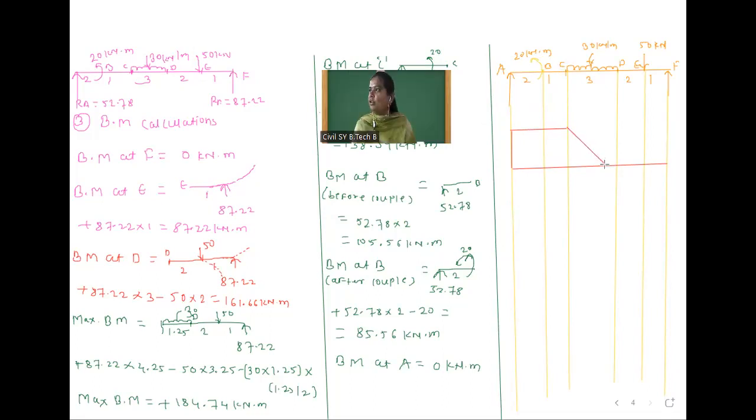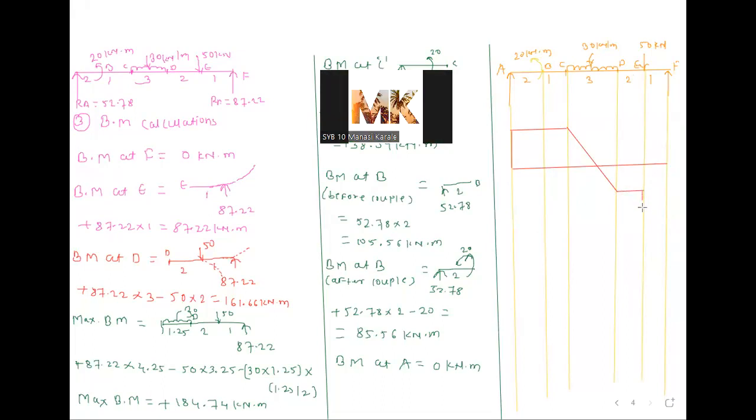Yes, inclined because uniformly distributed load is there. Shear force at D is minus 37.22. From D to E, there is no force, that means a constant horizontal line will be there. So I will draw a constant line from D to E. Now, shear force at E is minus 87.22, so below here.